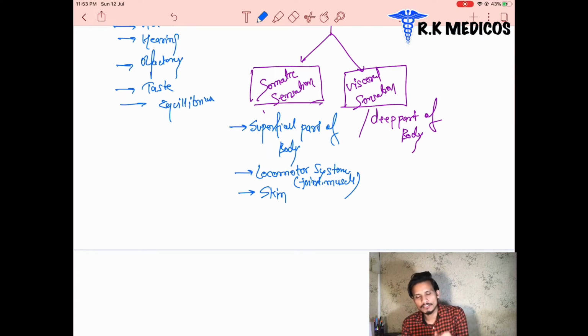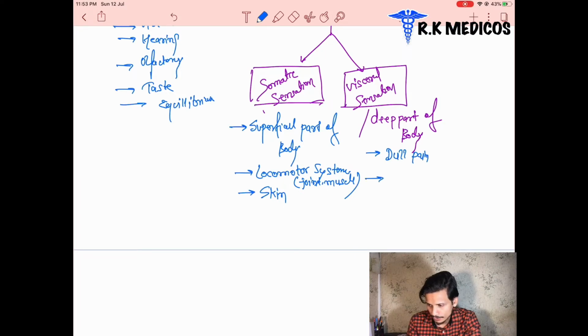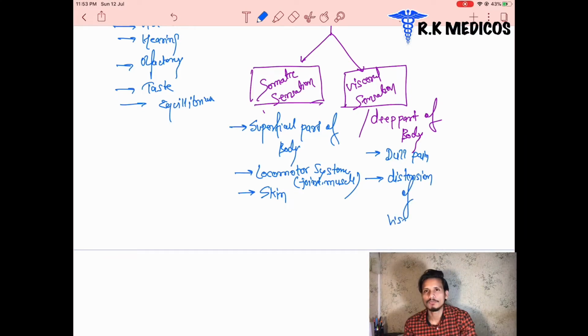The visceral sensation, or deep sensation, occurs from inside our body. Suppose there is a dull pain or distension. Which parts of the body get distended? The digestive system or digestive tract, the distension of the viscera or visceral organs, gets distended in these parts.